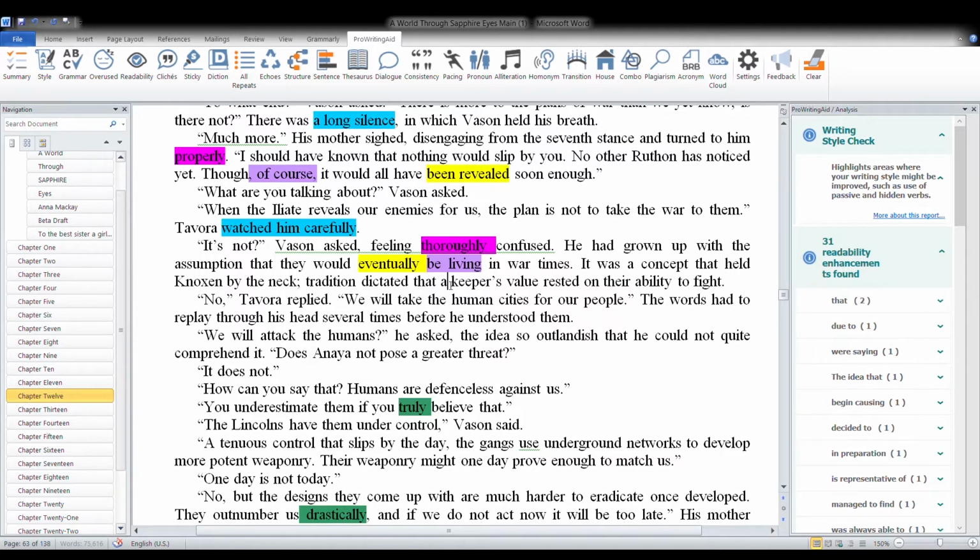Okay. Oh, you know what? Even there. A keeper's value rested on their ability to fight. Even simpler, much better. Don't capitalize that A. It's late. I've worked a long shift. Excuse me a little. Okay.